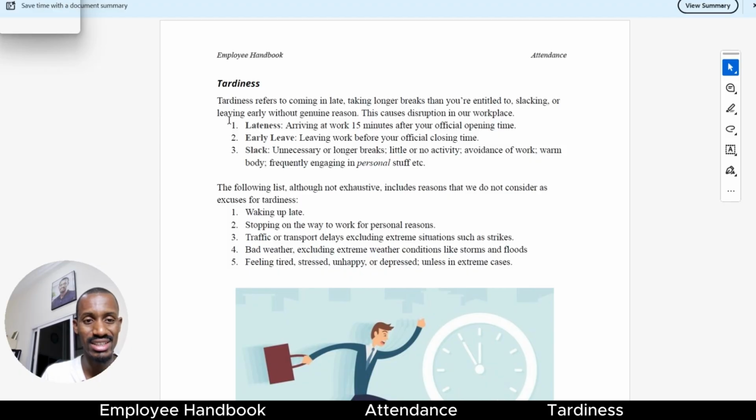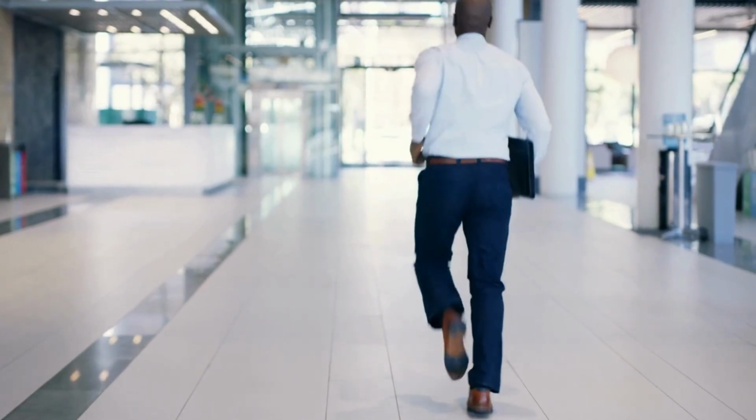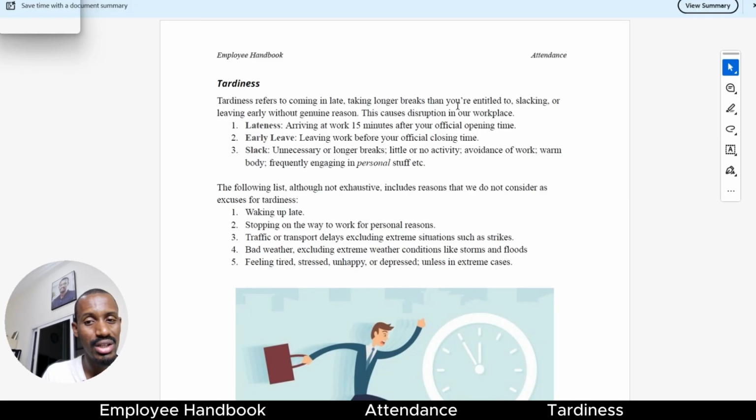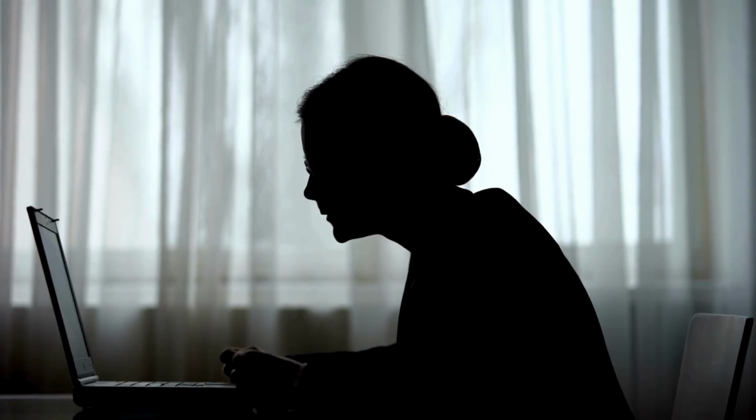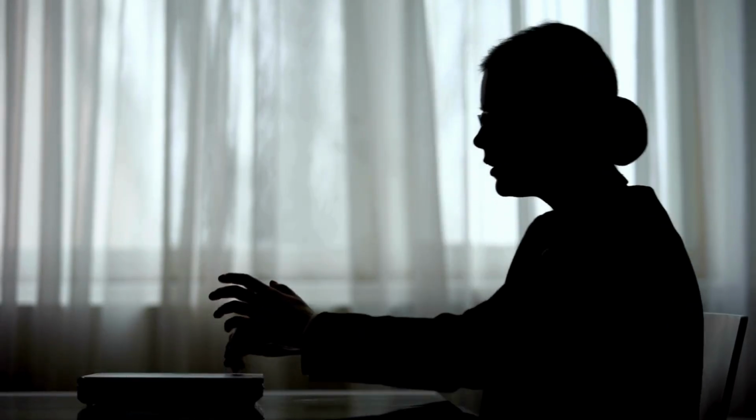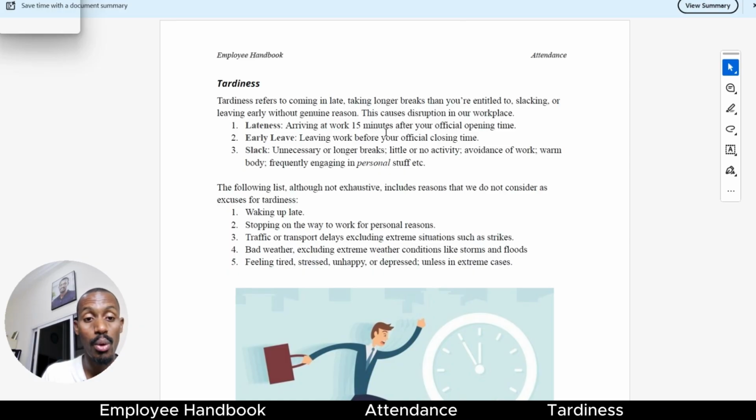So we have tardiness. Tardiness refers to coming to work late, taking longer breaks than you are entitled to, slacking, leaving early without genuine reason. This causes disruption at our workplace.